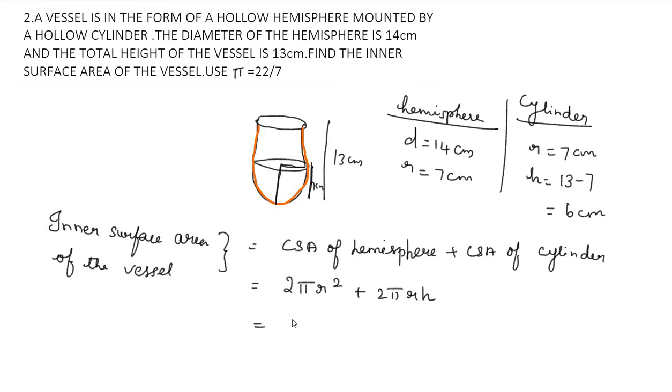You see the radius is common in both, so we can take it outside. And 2 pi is also common, so I am taking that outside. So 2 pi r, when I take it outside, the remaining will be r plus h. So 2 into 22 by 7 into 7, what is the radius we have? 7. And again, 7 plus the height of the cylinder, 6. Now I am cancelling 7 and 7. So what will I have then?